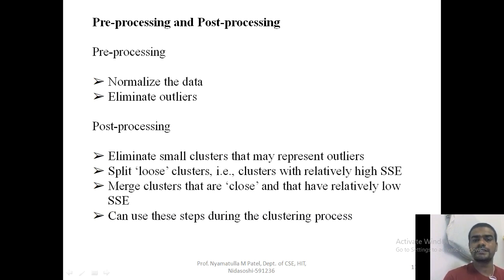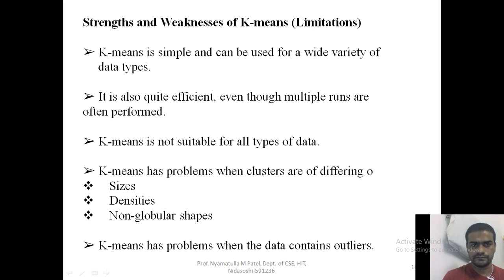Then merge two clusters that are close and that have relatively low SSE. So there are two operations here. If the sum squared error is high, you split the cluster into two parts. If two clusters are very close to one another, or have relatively low sum squared error, then you merge those two clusters. You can use these steps during the clustering process, splitting or merging clusters based on the value of the sum squared error.